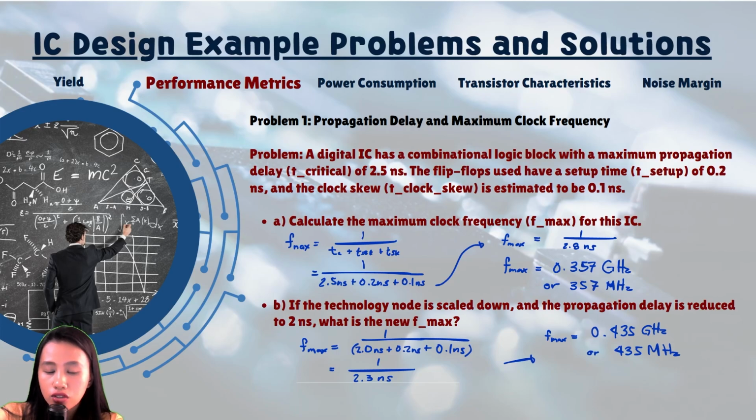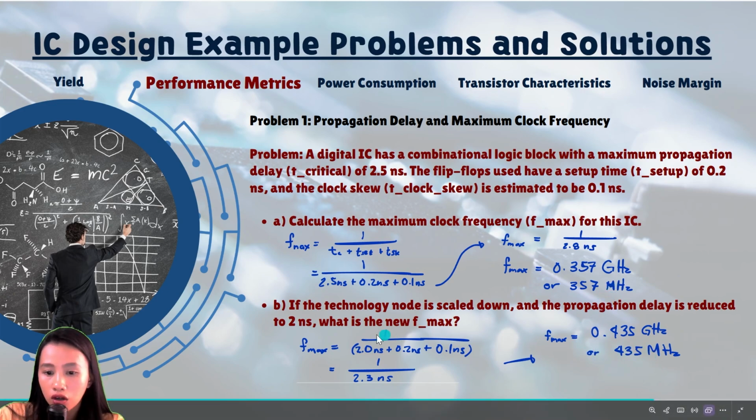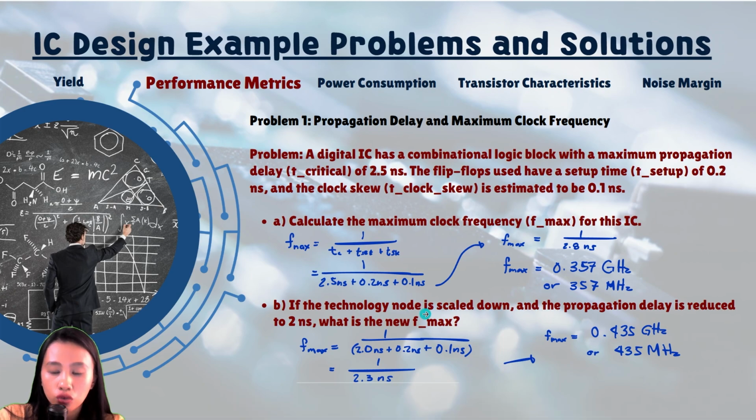So we have the following solutions for the said problem. Ayan, the first one is 357 megahertz, and then lumaki yung frequency niya because it was scaled down yung node, meaning mas pinabili siya, mas mahal nga lang, and then reduced to 2 seconds yung kanyang, I think it was the 2.5 kanina.